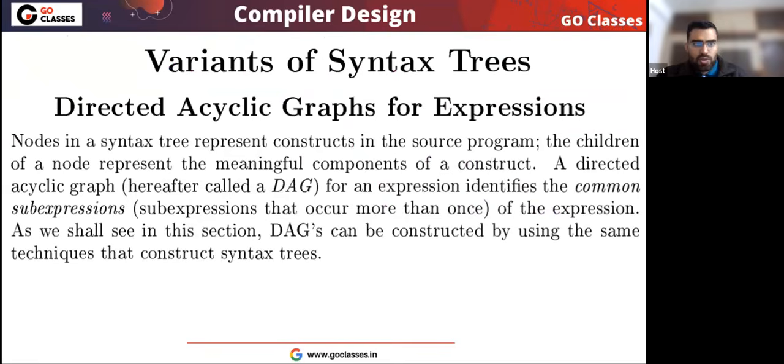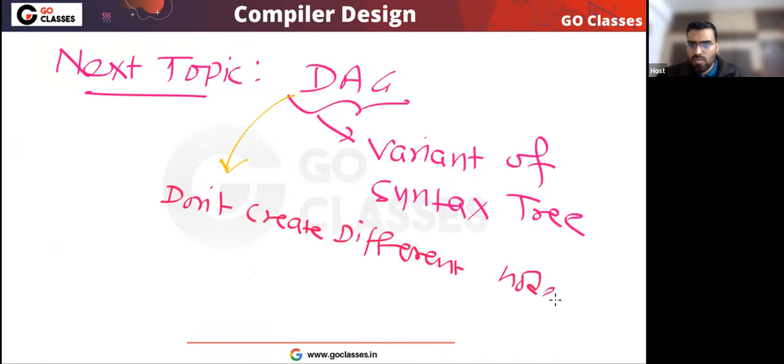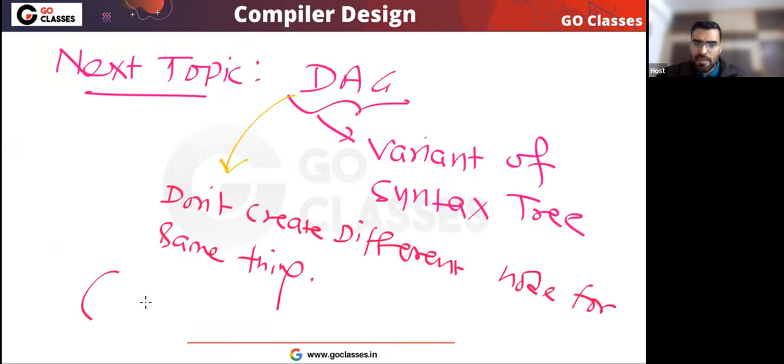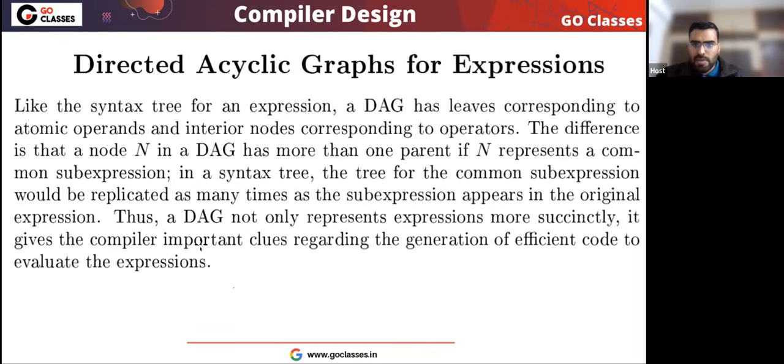Basically, the idea in this DAG is very simple. Don't create a different node for the same thing. Basically, don't recompute the same expression. So this is the idea of a DAG, directed acyclic graph.